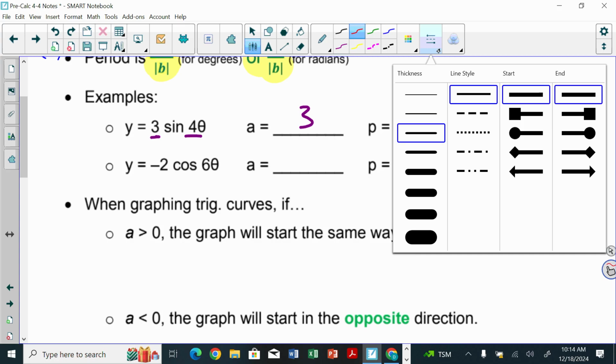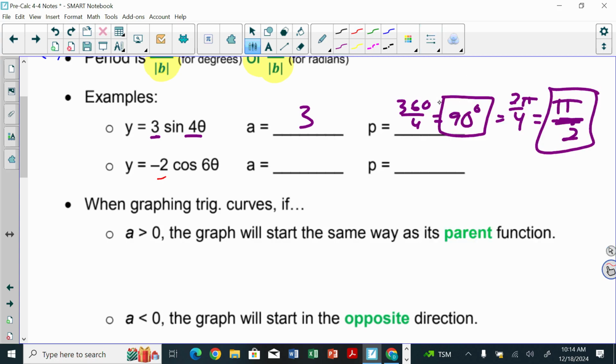If we look at this one here, our amplitude is right here, but it would be positive 2 because remember, it's the absolute value of that. And then our period length would be 360 divided by 6, so 60 degrees, so even smaller yet. And then in radians, of course, we go 2 pi divided by 6, which would be pi over 3. So that would be a much condensed curve, okay?